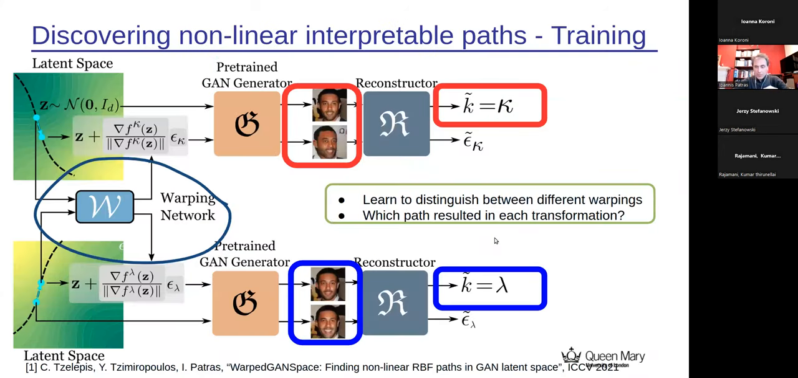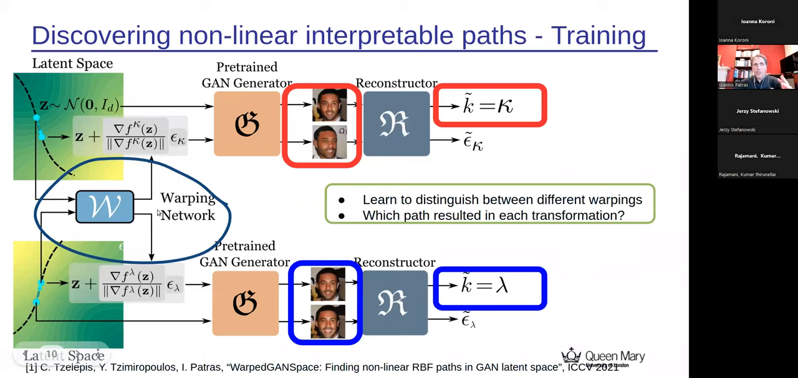Now, the question is, with the parameterization that we have, we need to find the parameters of those k different functions such that walking along a certain warping function will control a certain attribute such as head pose. If we walk along another path, we will generate latent codes that will control another attribute such as facial expression.